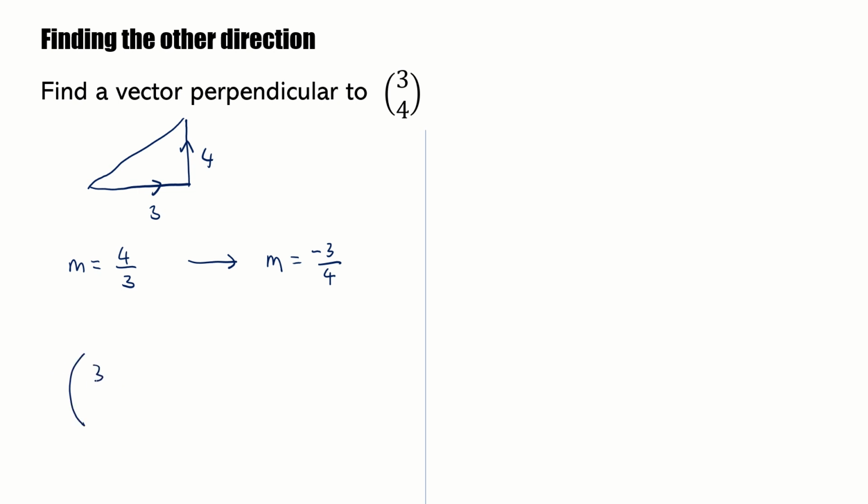If you have the vector 3, 4, all you have to do to find a vector that's perpendicular to it is swap the components around and multiply one of the components by -1. So in this case, I've chosen the vector -4, 3. Cool. That's one way of looking at it.